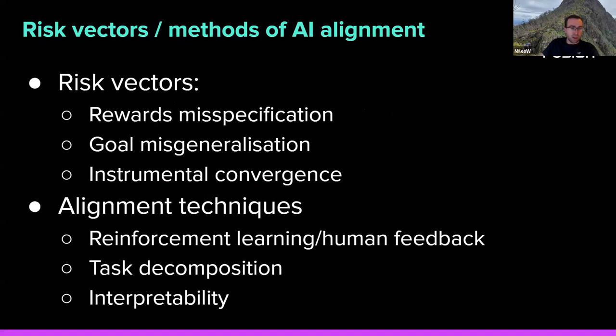So these risk factors are mostly around accidental areas. Rewards misspecification refers to where we tell the AI to do something and we think it's a good thing, but then later on we realize, oh, hang on, this is really, really bad. And so there's a few funny examples here.